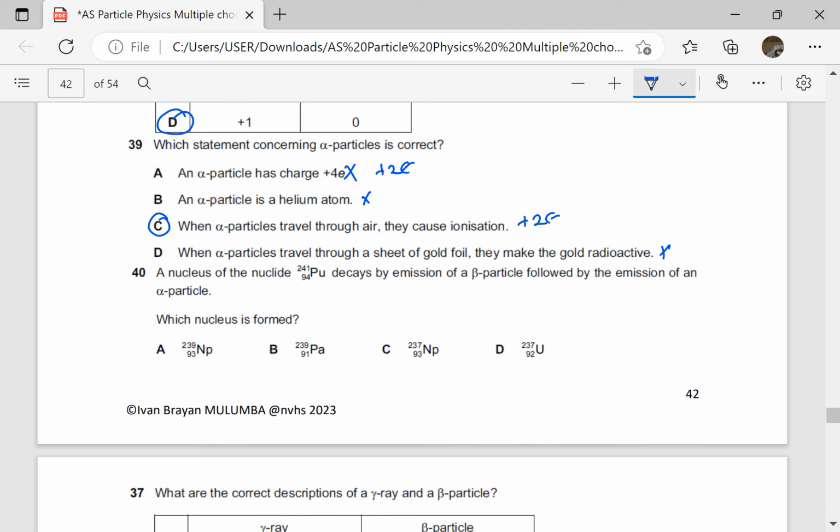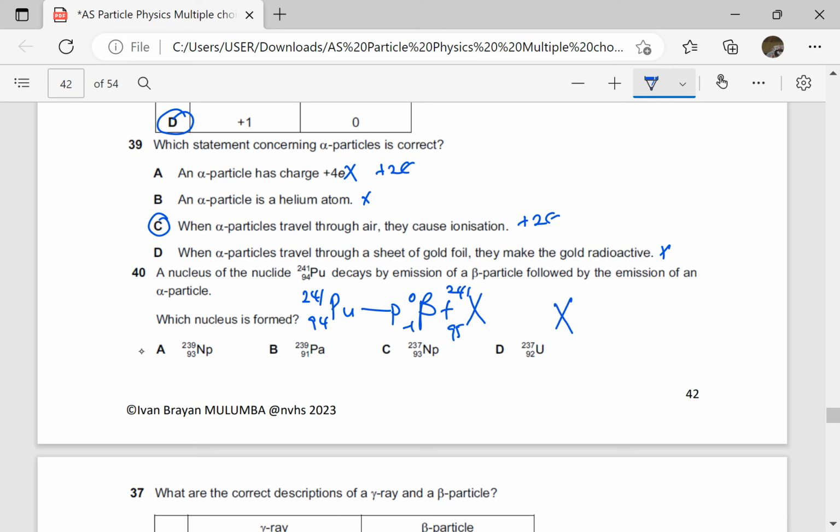A nucleus of nuclide Pu-241-94 decays by emission of a beta particle followed by the emission of an alpha particle. Which nucleus is formed? So Pu-241-94 first of all decays by emission of a beta particle. So it is beta 0, -1 plus a new nucleus, let me call it X. So X is going to have 241 and this will be 95.